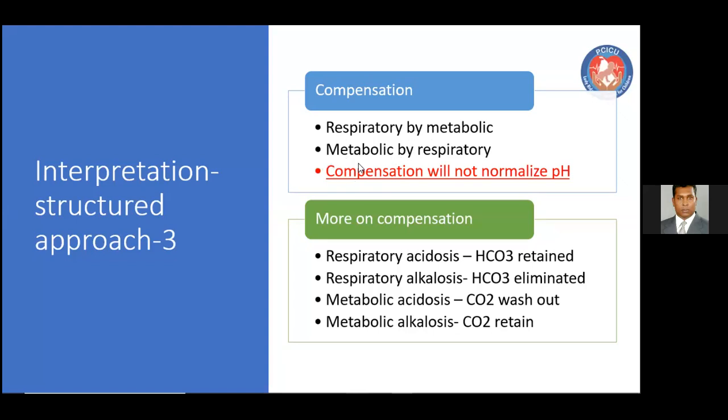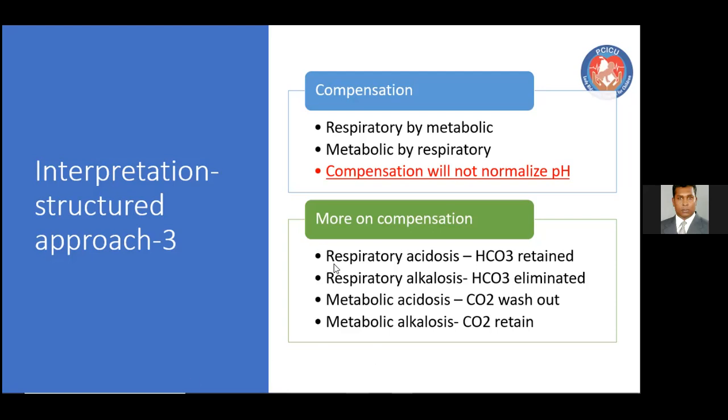Now pH is deranged, so pH has gone down. Now the body is trying to get the pH as normal as possible, and to do that, the patient's respiratory drive will increase, so respiratory rate will increase, depth might increase, and that will cause the washing out of the carbon dioxide. So ultimately pH will be nearly normalized, not completely normalized. Again, I'm highlighting that the compensation will never ever normalize the pH.